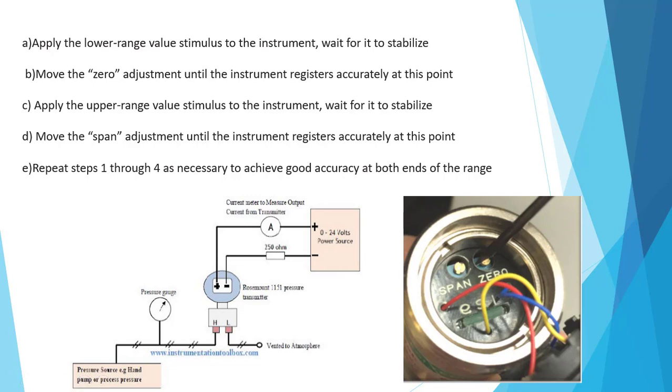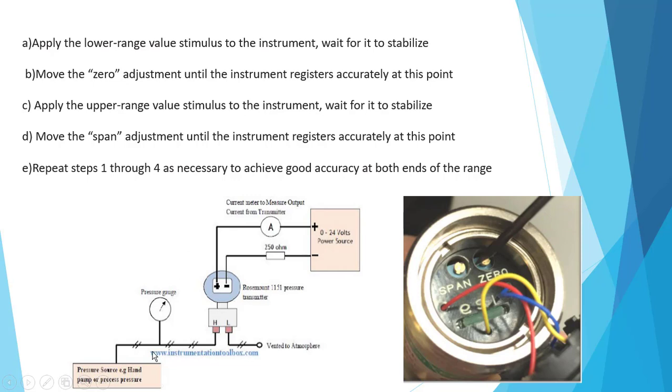After that, for the 4 mA, you give the high pressure, for example 200 PSI. Then you adjust your span screw. Make sure the multimeter reads 20 mA. After that, you go back to the zero and check. If it's not good, you continue with the span.